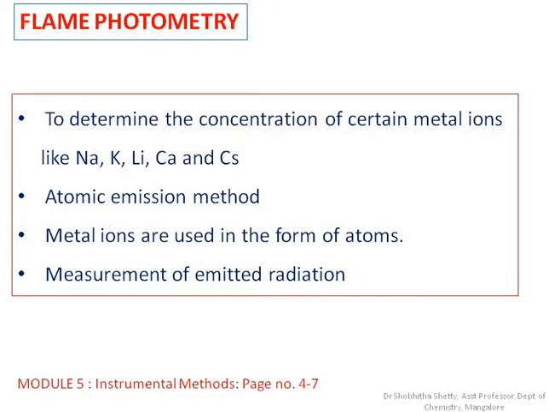pattern, and based on that we can study the concentration of the metal ions or the elements present in the sample. So this flame photometry can be used for qualitative analysis as well as for quantitative analysis of a few of the metals or elements. Qualitative is to identify which metal ion is present, and quantitative is how much, what is the concentration of that metal ion present in the solution. In both cases we can use flame photometry.